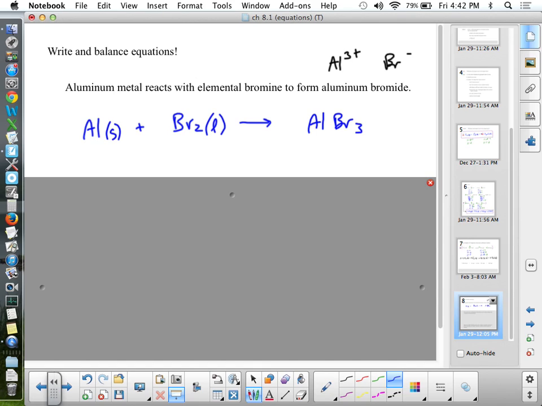Physical states, metals are solid except for mercury. Bromine is one of the 2 liquids on the periodic table, and we know that all pure ionic compounds are solid, so I'll indicate the physical state is solid.